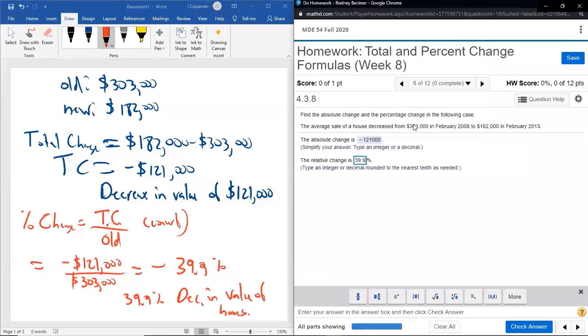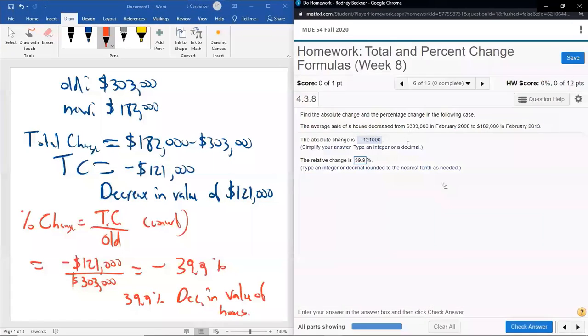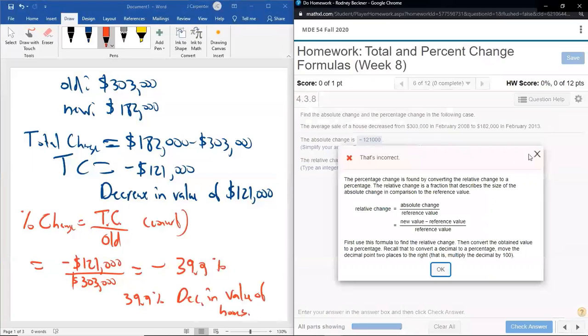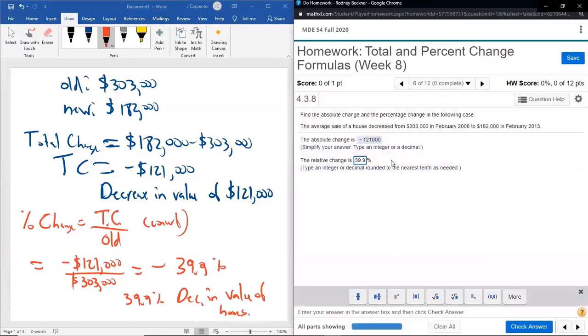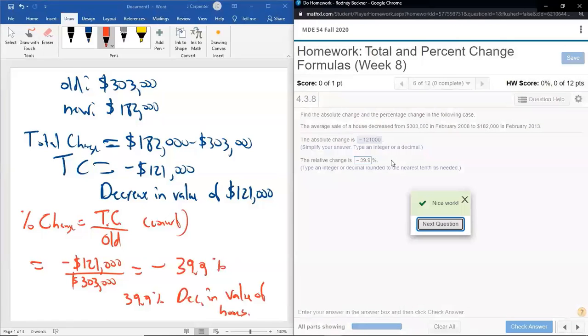39.9, and they have the percent symbol in there for us already. And did I forget my negative? I did forget my negative. That's all right. Negative 39.9, that's twice. There we go.